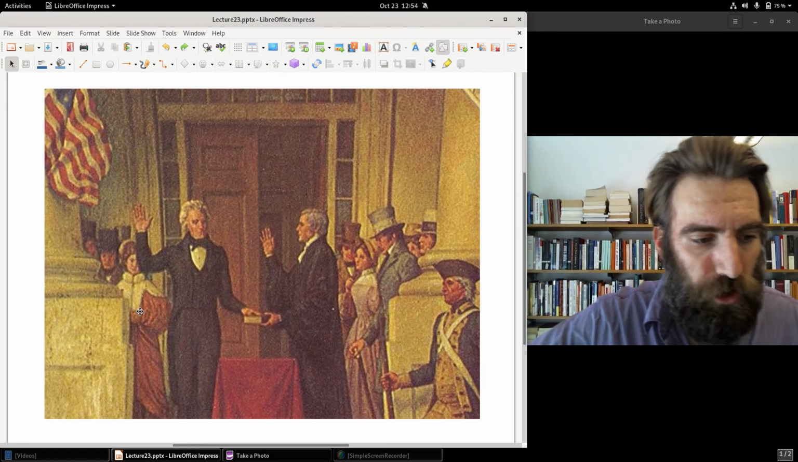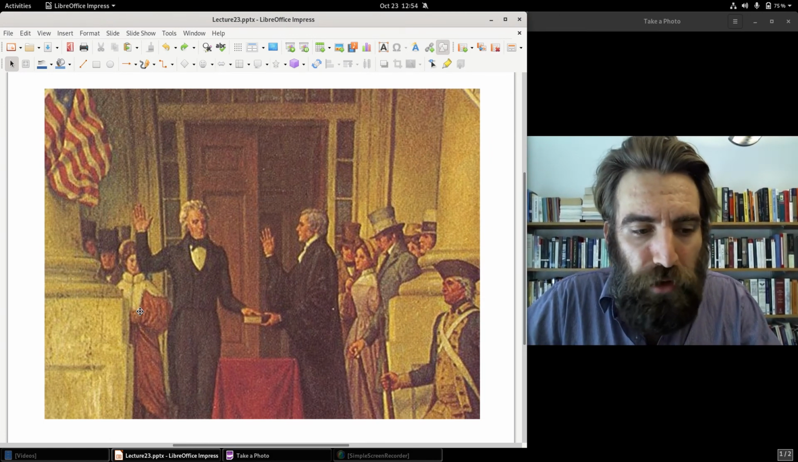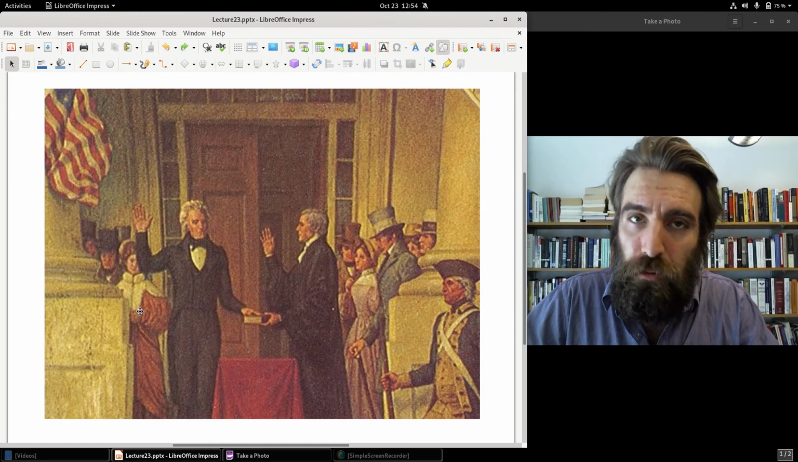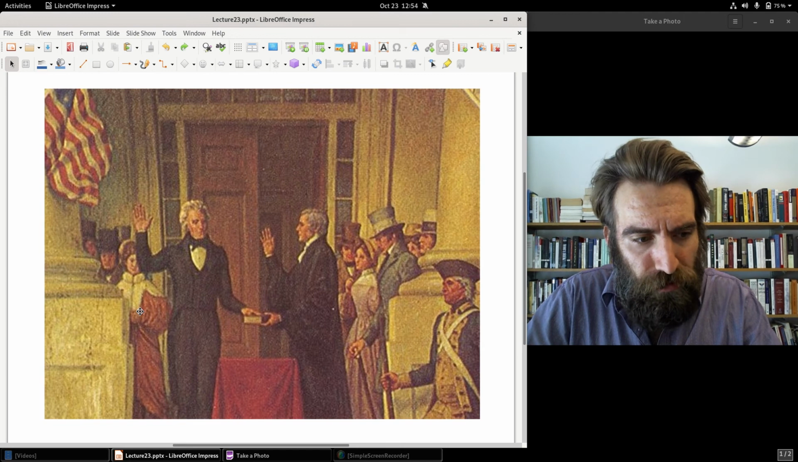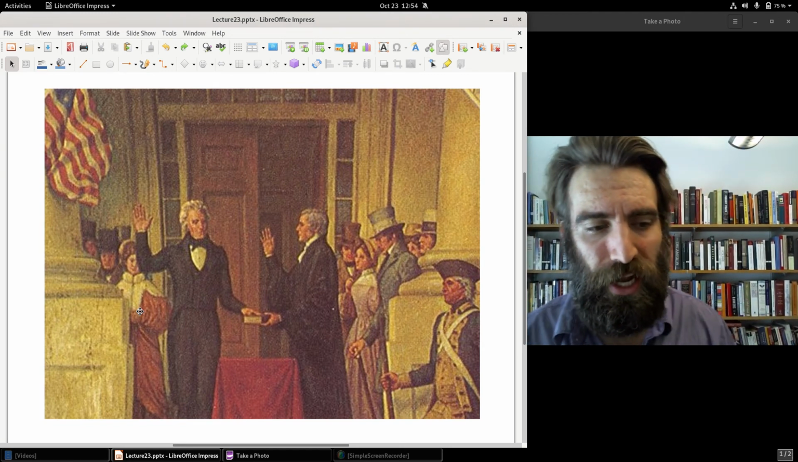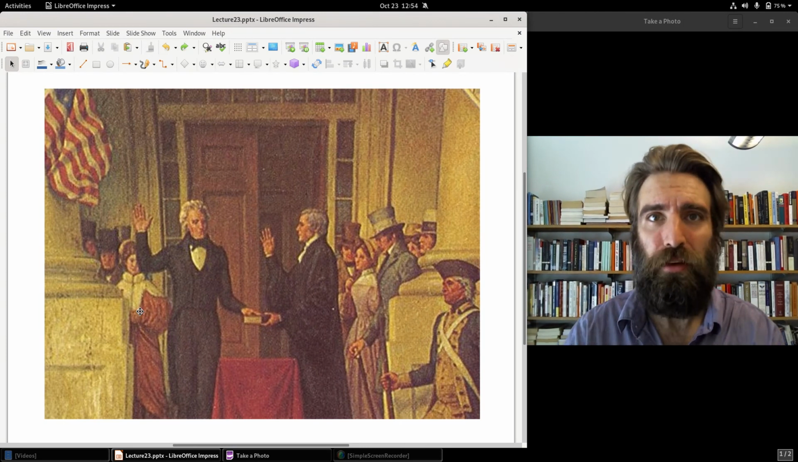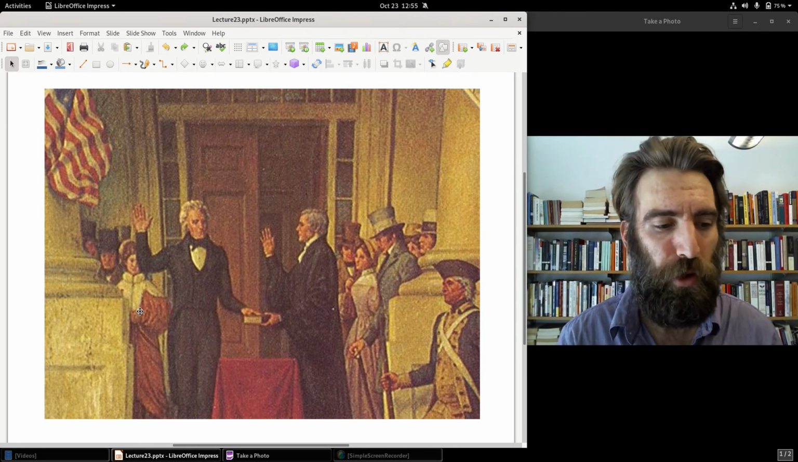Inauguration Day, March 4th, 1829. He took a 3-week journey from Nashville to Washington, first by steamboat to Pittsburgh, and then by carriage from Pittsburgh to Washington, D.C. Large crowds greeted him along the way. And then a crowd of about 21,000 people came to see the swearing in. This had never been done before.